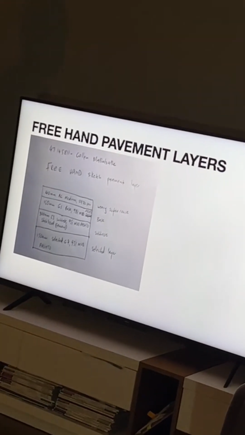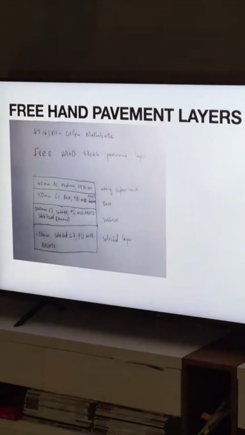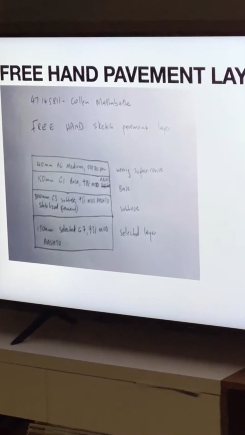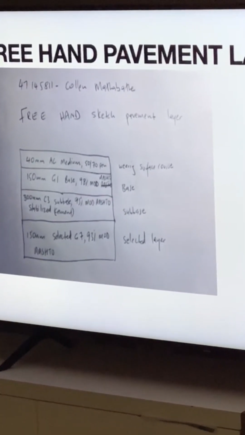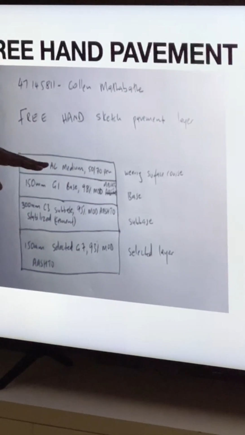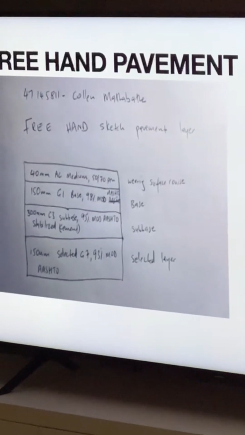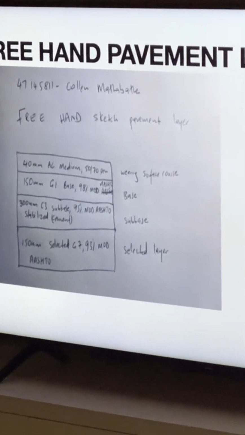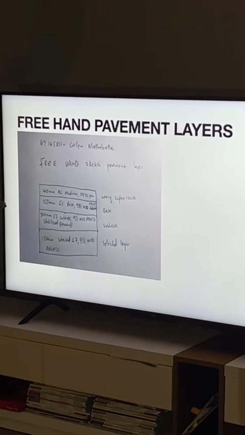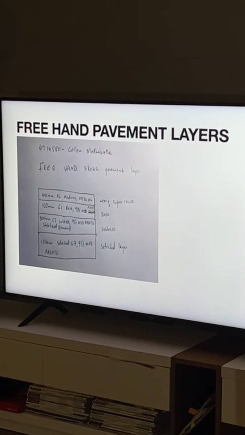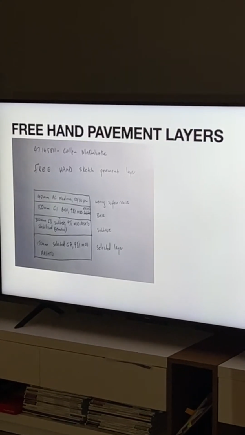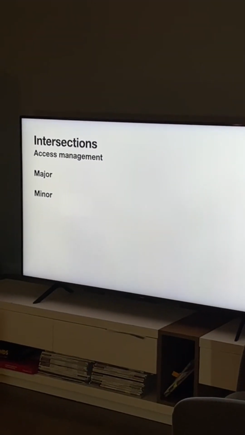This is a freehand pavement layer sketch that I've drawn. Again, it just gives us the same information that I've provided in the previous slide. We'll have a 40 millimeter AC medium, which is the asphalt continuous medium, 50-70 penetration grade bitumen, 150 millimeters G1 base, 300 millimeters of semi-stabilized sub-base, 150 millimeters G7 selected layer.